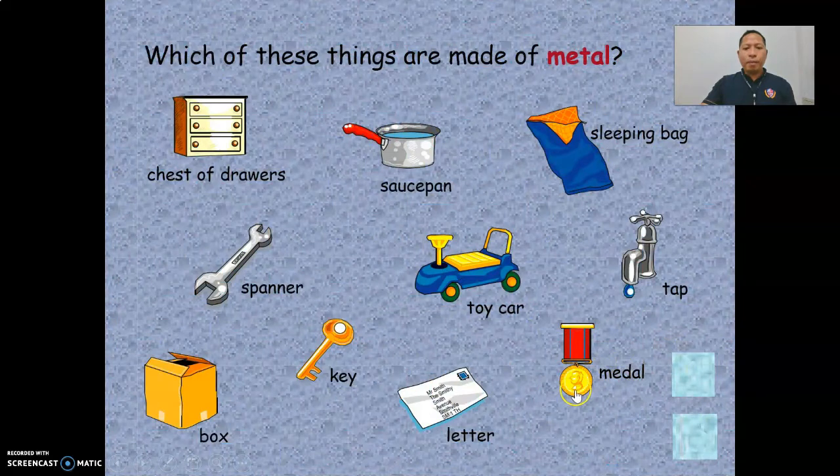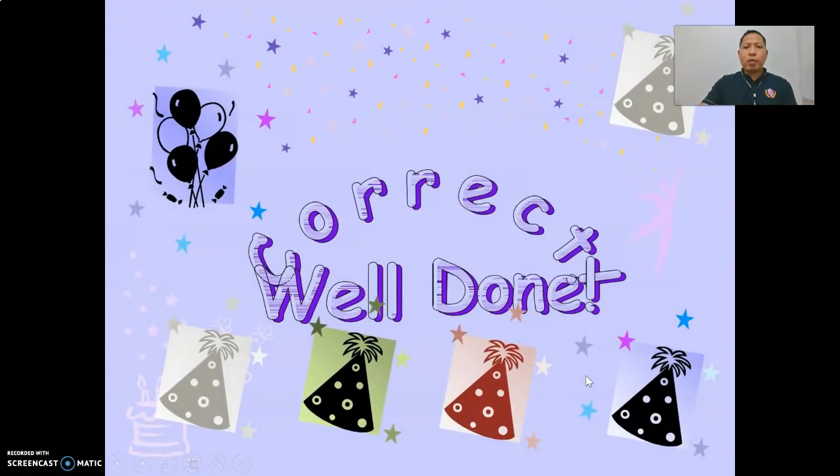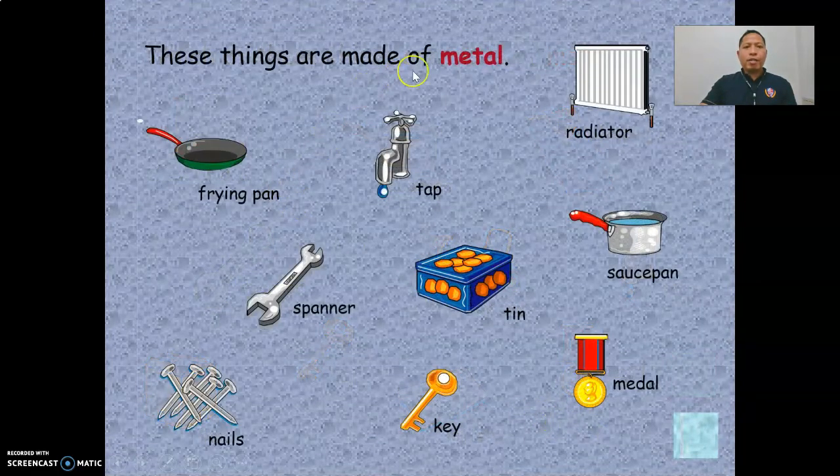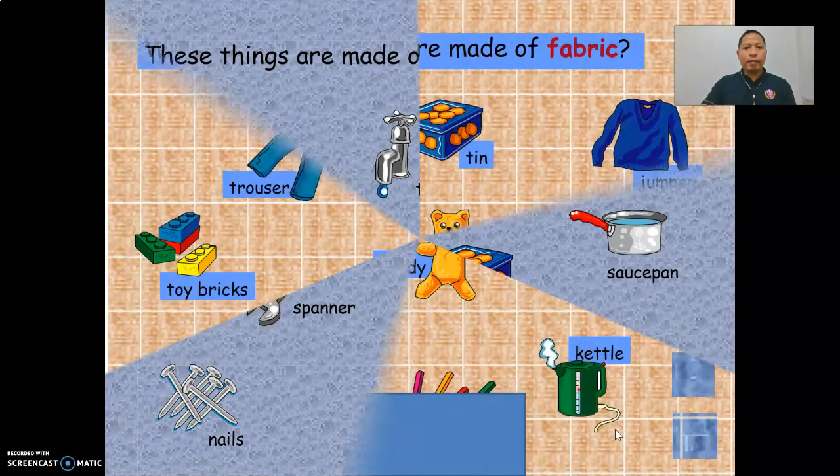Next, last one. Medal. Is it metal? Yes or no? 3, 2, 1. Yes, well done. Now, these are the things made of metal: fry pan, spanner, nails, top, tin, key, medal, saucepan, and radiator. Metal. Very good.